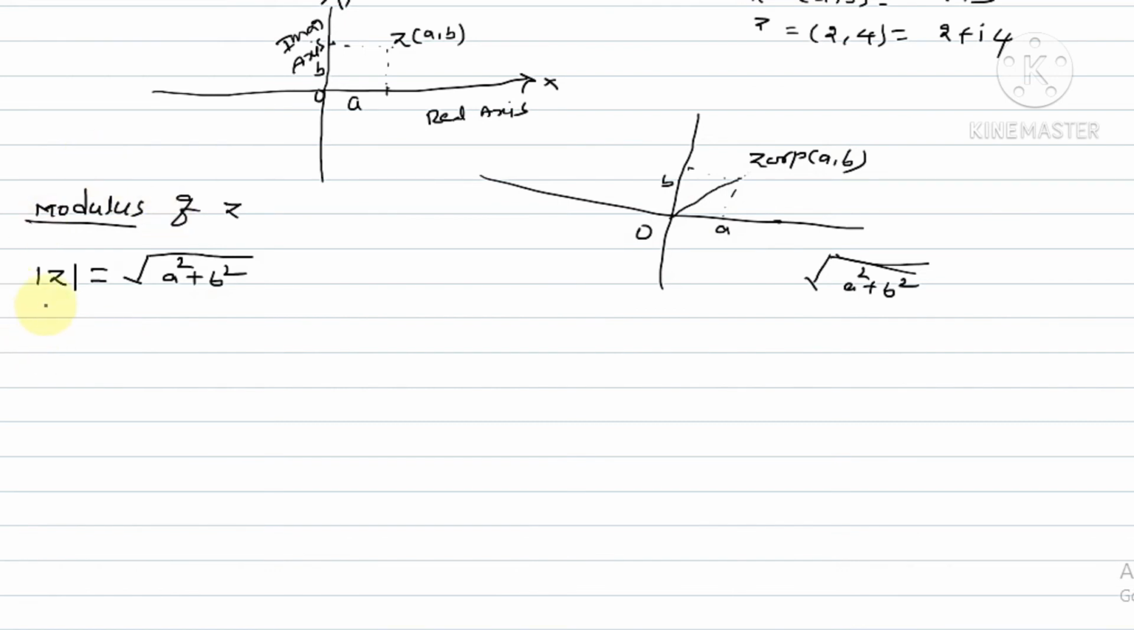So here I want to discuss a few points in this case. Modulus means this is a positive value. It always gives a positive value, because it is distance. This value is distance. It always gives a positive value. Clear?